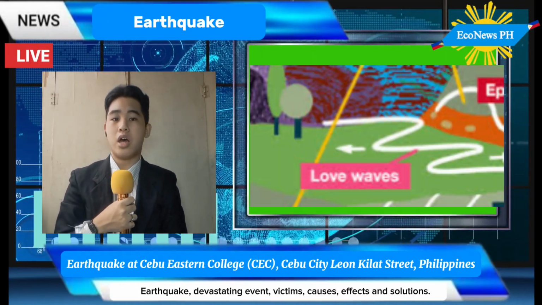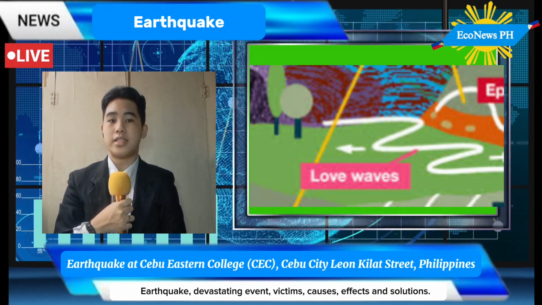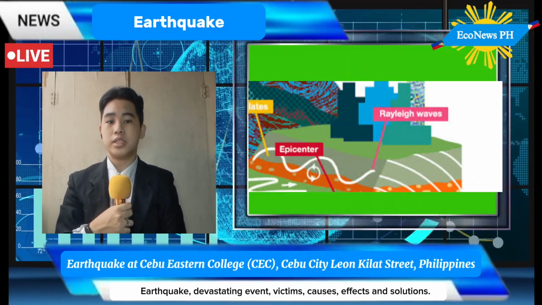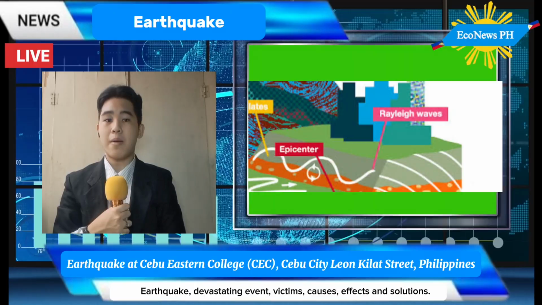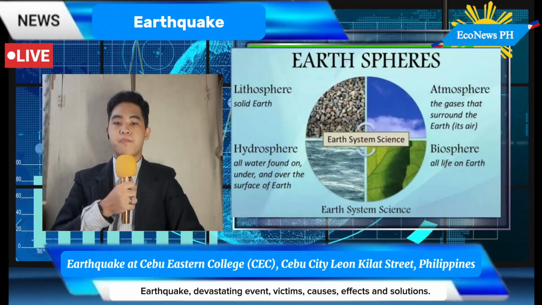Next, we have the Love waves. These move sideways across the surface and shake the ground left and right. We have the Rayleigh waves. These roll like ocean waves, moving the ground up and down. They can be very strong and damaging.